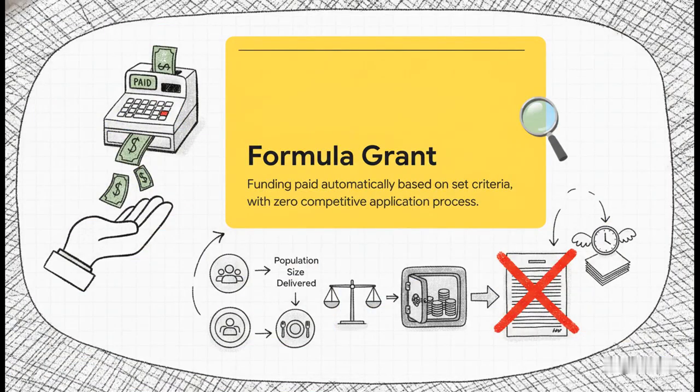Let's define this super clearly. Because a formula grant is essentially free money on autopilot. If a funder releases a formula grant, say it's based on the population size of the community you serve, or maybe the exact number of meals you deliver, some of these grants pay you automatically as long as you meet those baseline metrics. There is zero competitive application process. No way! You just prove you meet the formula, and bam, the funds are distributed. Really understanding this can save your organization literally hundreds of hours of proposal writing.